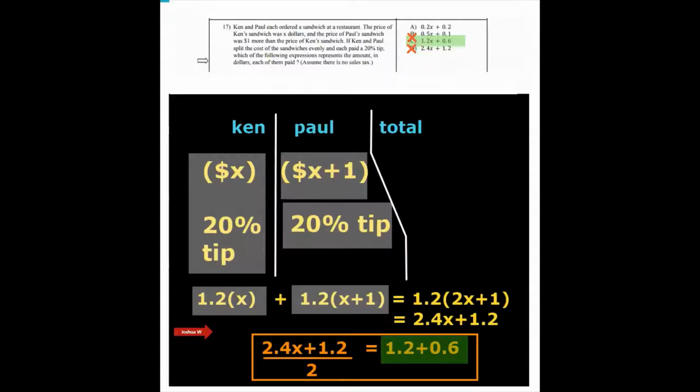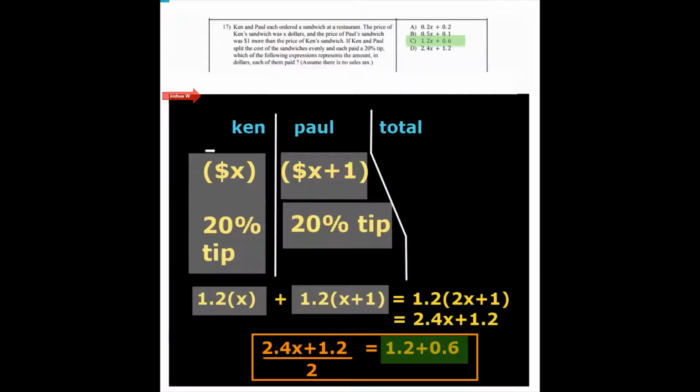For question 17, Ken and Paul each ordered a sandwich at a restaurant. The price of Ken's sandwich was X dollars, and the price of Paul's sandwich was a dollar more than the price of Ken's sandwich. If Ken and Paul split the costs evenly, and each paid a 20% tip, which of the following expressions represents the amount in dollars each of them paid? Assume there's no sales tax.